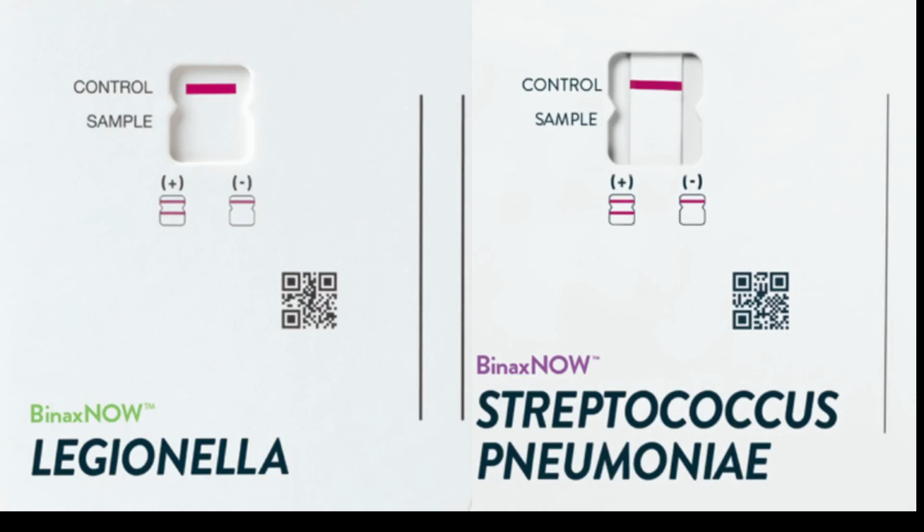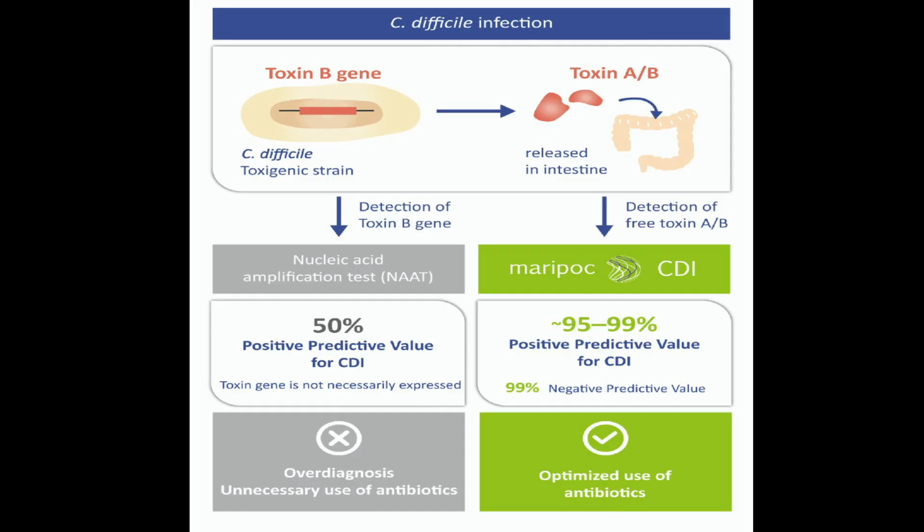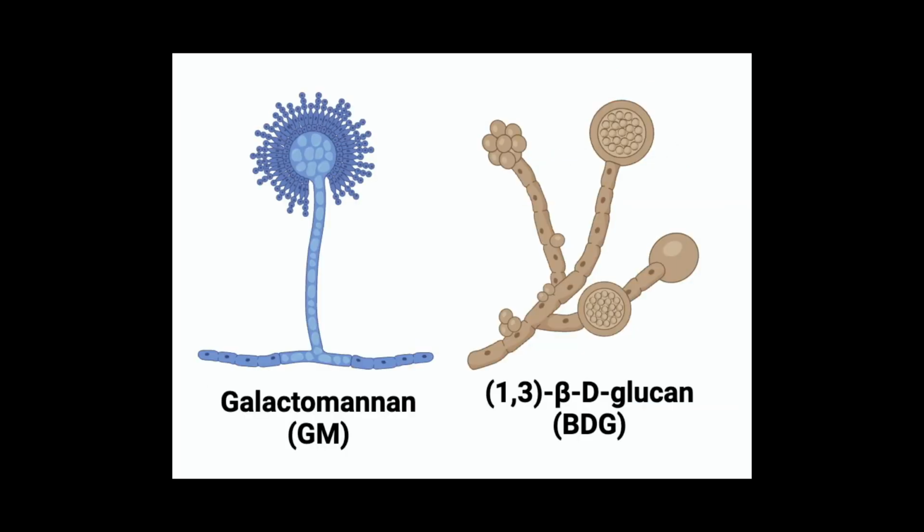Legionella and pneumococcal antigen tests, specific issues with false negatives and dependency on serotype. Clostridioides difficile infection, CDI, diagnosis, utilizes a 2-step algorithm with rapid enzyme immunoassays. Fungal antigen assays, includes 1,3-beta-D-glucan, BDG, for invasive candidiasis and galactomannan, GM, for invasive pulmonary aspergillosis, IPA.